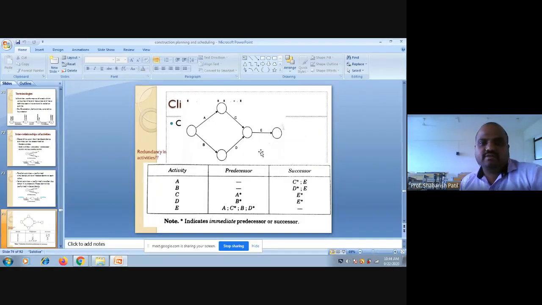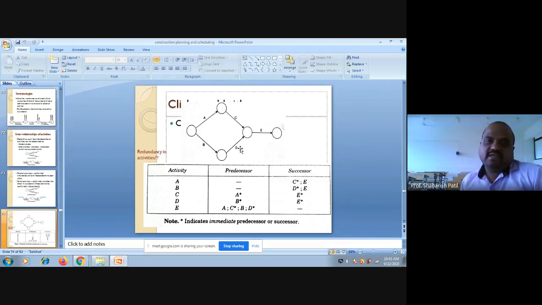Now we will look at one typical network diagram here. There are 5 activities A, B, C, D, E, and we will try to understand which are predecessor activities and which are successor activities here. Let us list all the activities A, B, C, D, E. For A, let us try to understand the predecessor activity. What do you mean by predecessor activity? Any activity which comes before that.